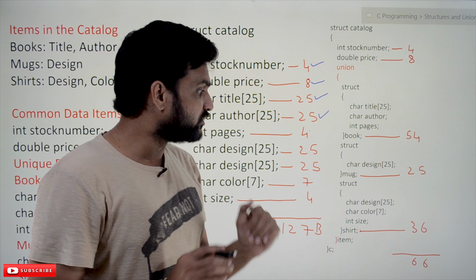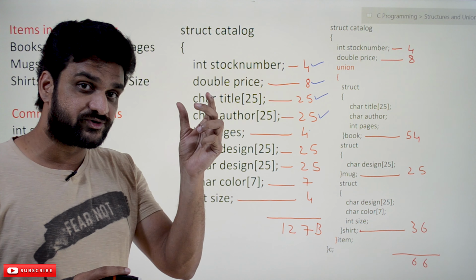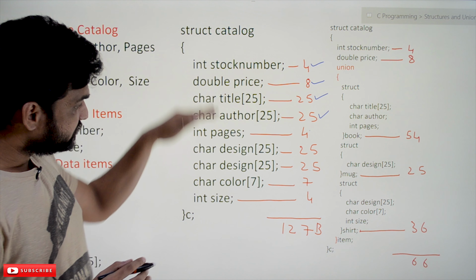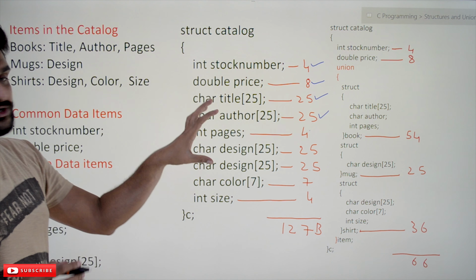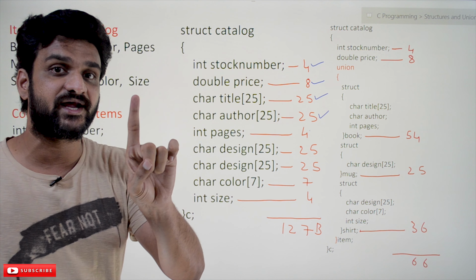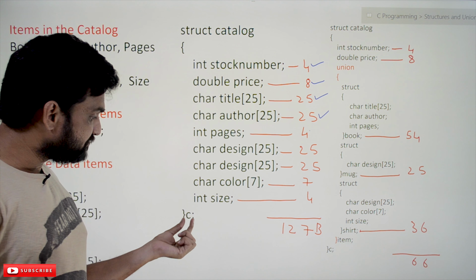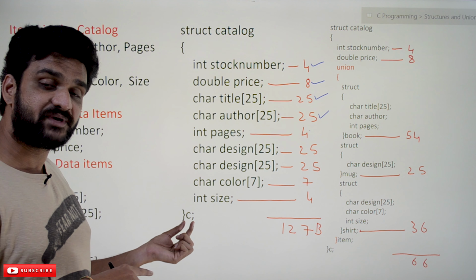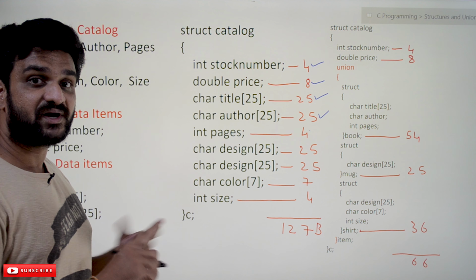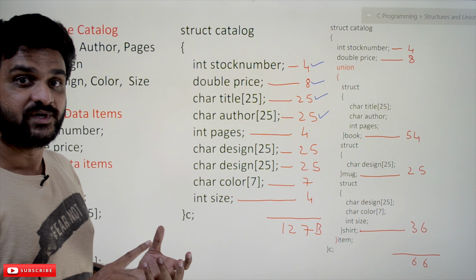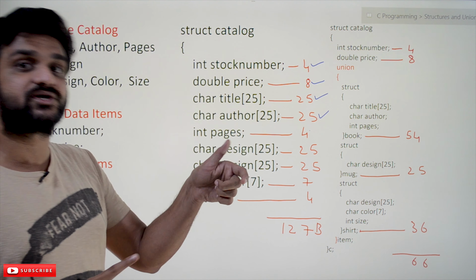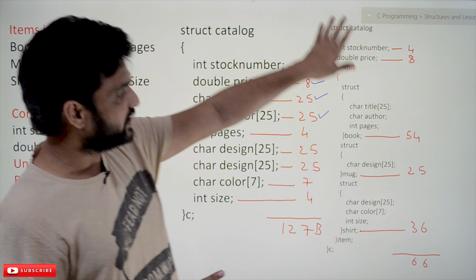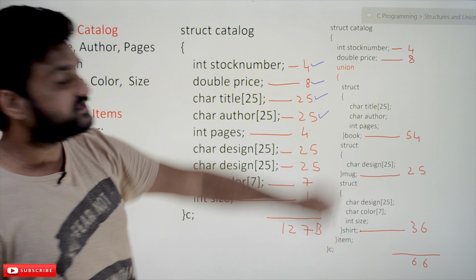The logic we are going to use is that, out of all this, at any point of time we are going to use only one item. The item can be a book, or a mug, or a shirt. It cannot be a mug and a shirt at the same time. We will use that logic to design this structure.